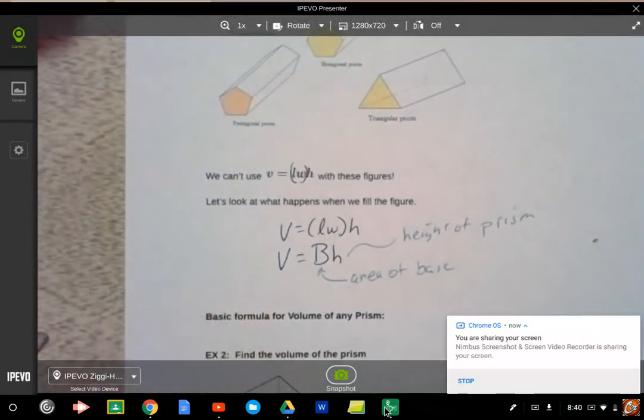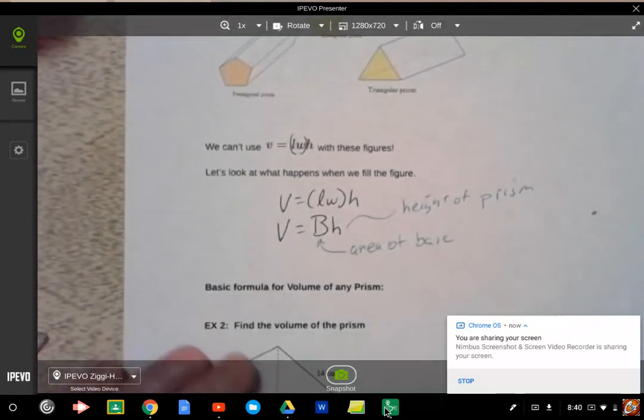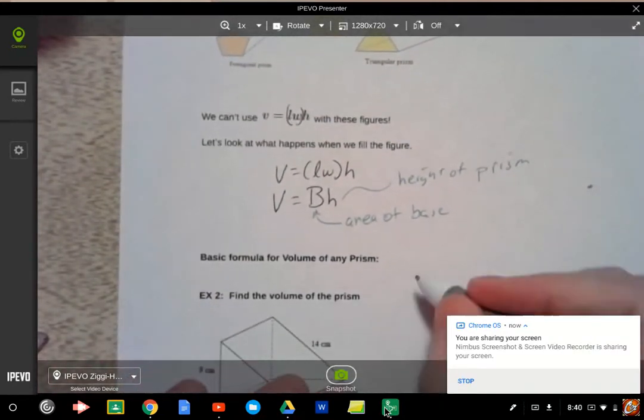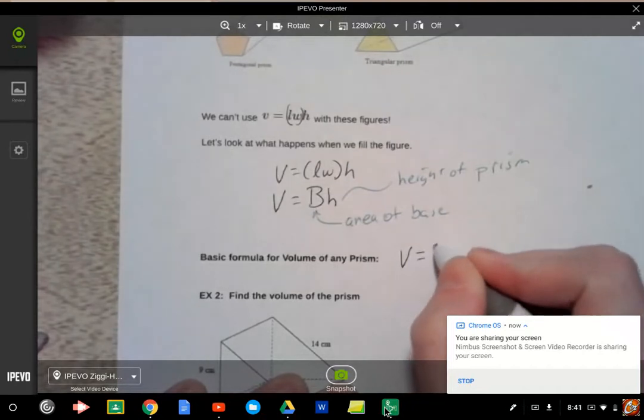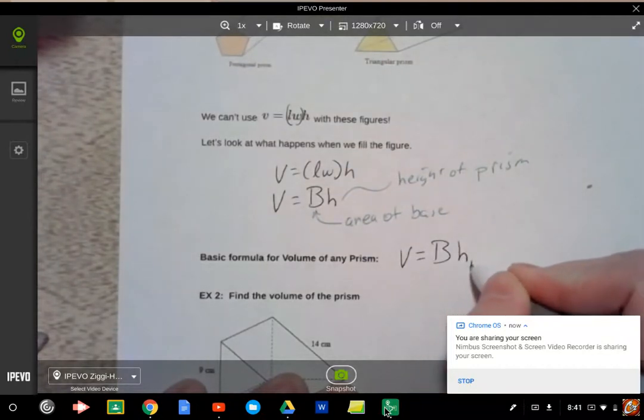Okay, so a basic formula for the volume of any prism we ever deal with is the volume will equal the area of the base times the height. And I'll sometimes put a little p there to remind me that's the height of the prism. Why is that important? Well, let's go back to our Gatorade triangle.